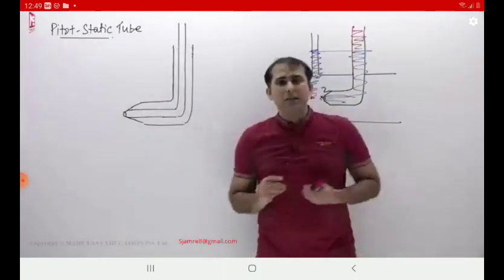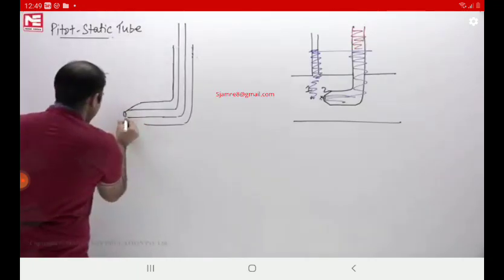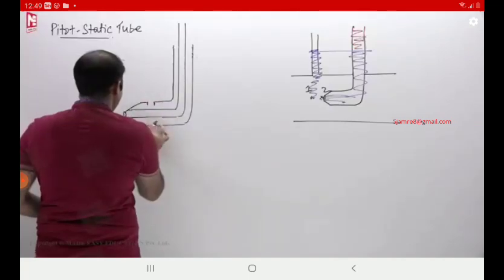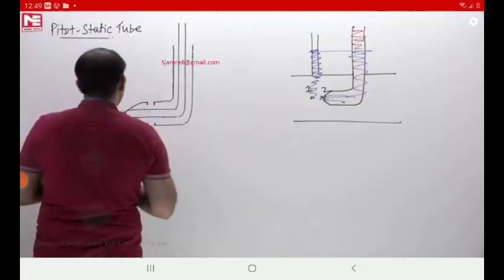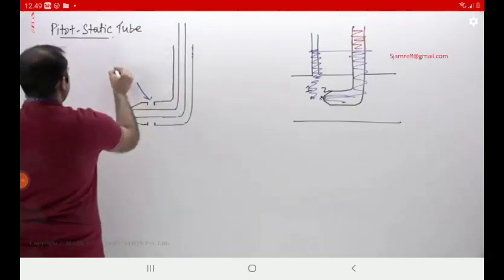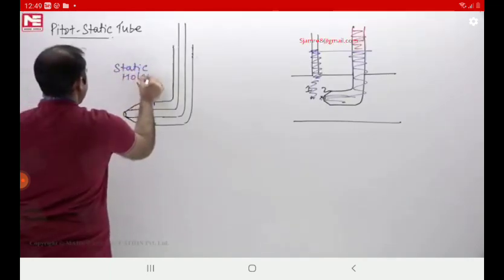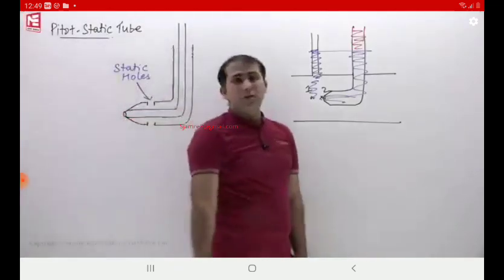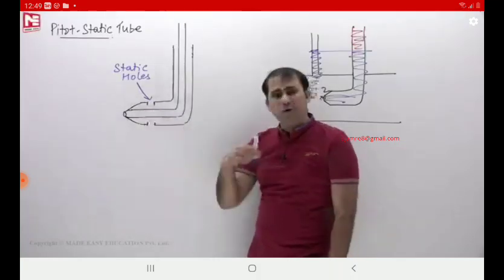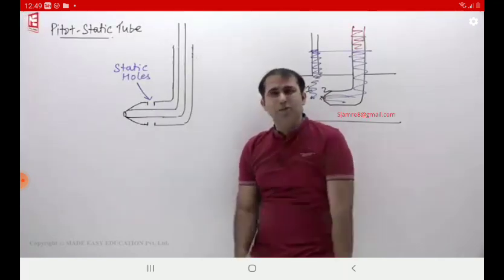Clear? And this is where I am going to provide static holes. So, dear, these are static holes. Why am I saying static holes? It is not a single hole here; there are many more holes. And what will these holes do? They will read the static pressure.